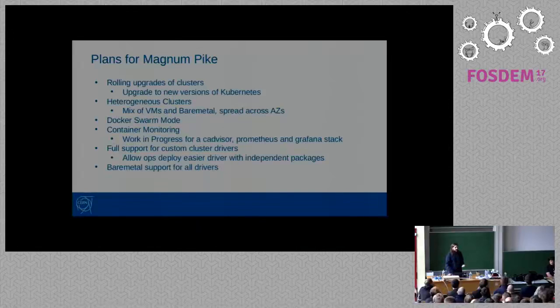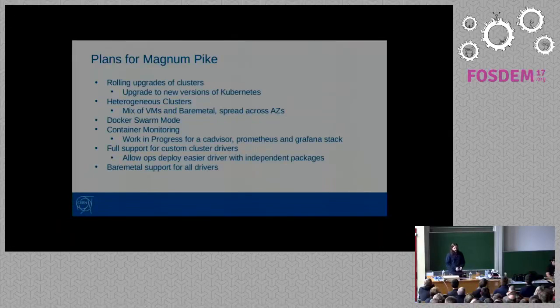OpenStack has 2 releases per year. The next release is in 2 weeks. And these are the plans that we have for Pike, which is the next release that will be in August. We want to manage upgrades of clusters. So it's either upgrade Kubernetes only, or upgrade Docker underneath. And we plan to do it like rolling upgrades with node replacement.